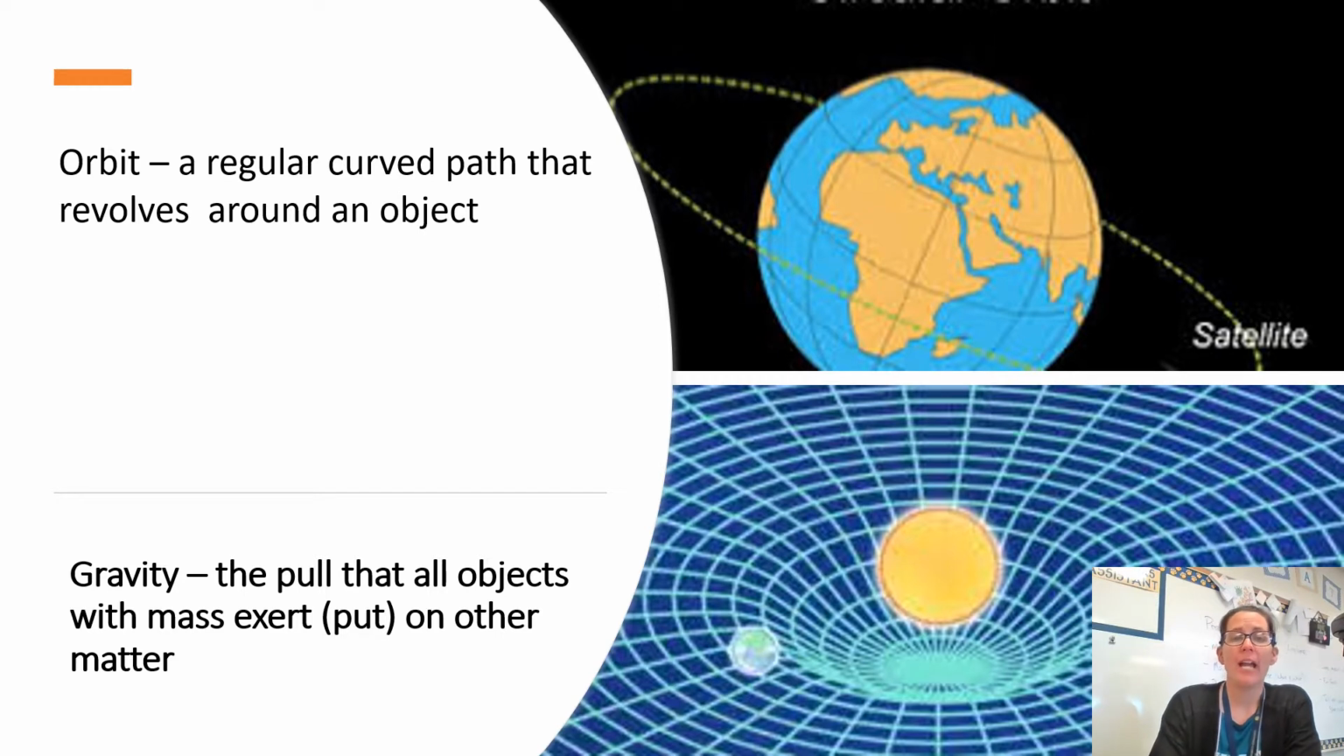So the next word is gravity, and gravity is the pull that all objects with mass exert or put on other matter. So what this means is that anything in the universe that has mass has gravity. Anything that has mass. That means I am exerting gravity on other things that are smaller than me. Even me. Even this pencil right here, as little as it is, has gravity.